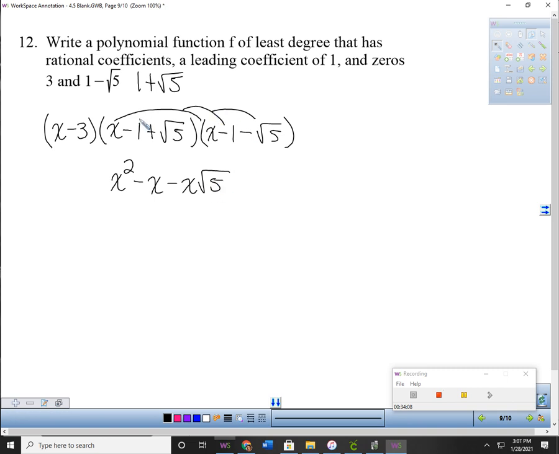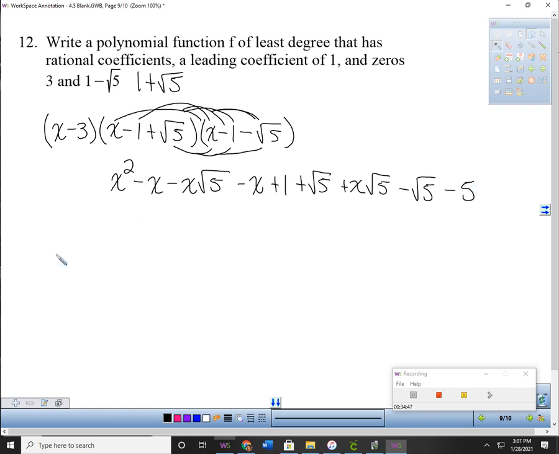Then take and distribute your negative 1. Negative 1 times x is negative x. Negative 1 times negative 1 is positive 1. And negative 1 times a negative square root of 5 is a positive square root of 5. Now distribute your square root of 5. Square root of 5 times x is x square roots of 5. Square root of 5 times negative 1 is negative square root of 5. And a positive square root of 5 times a negative square root of 5 would be a negative 5.